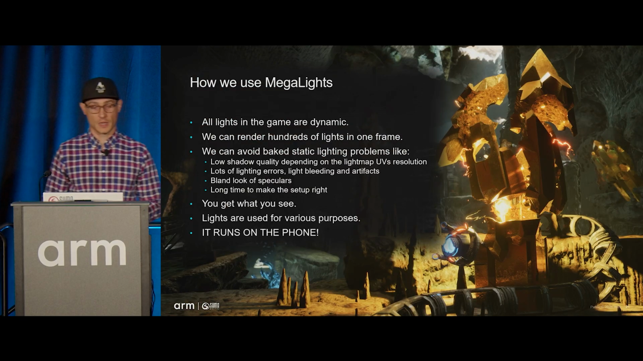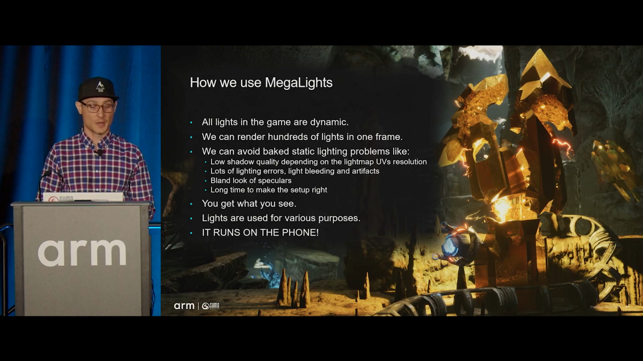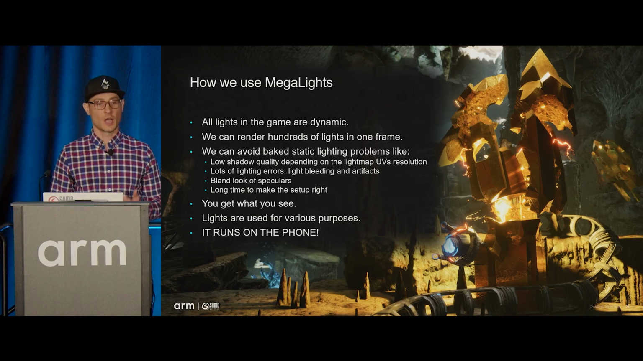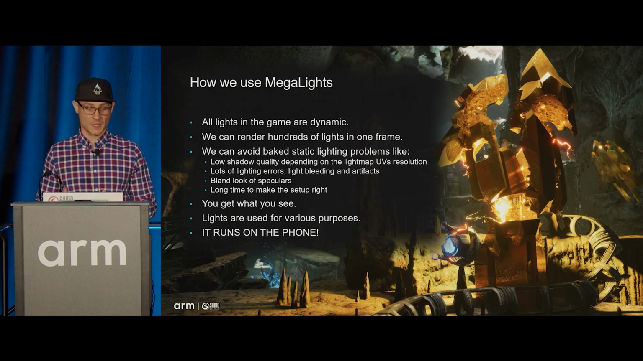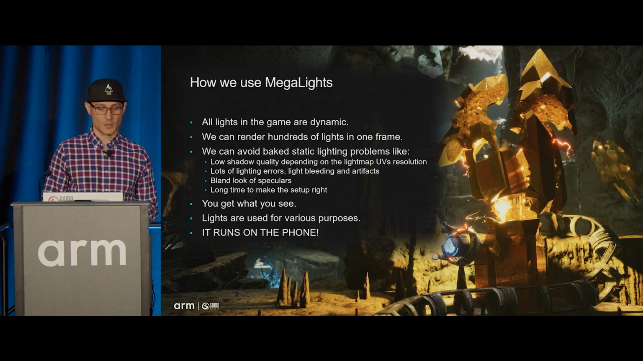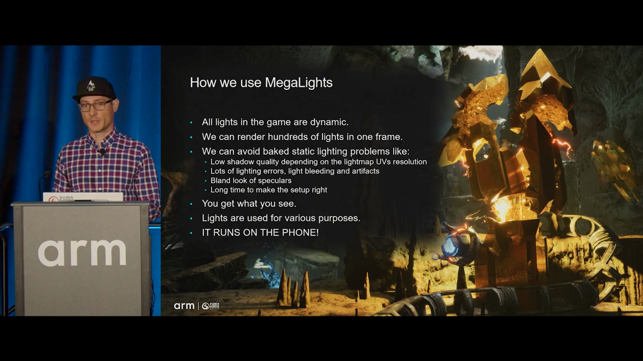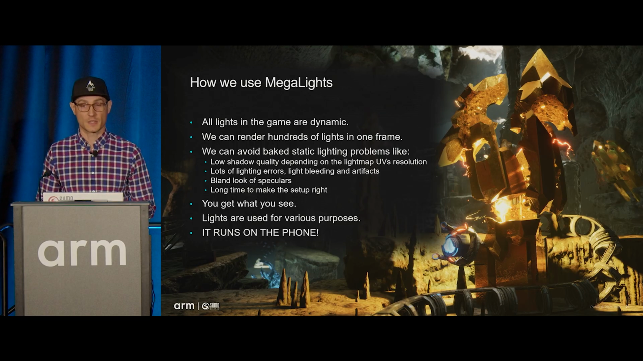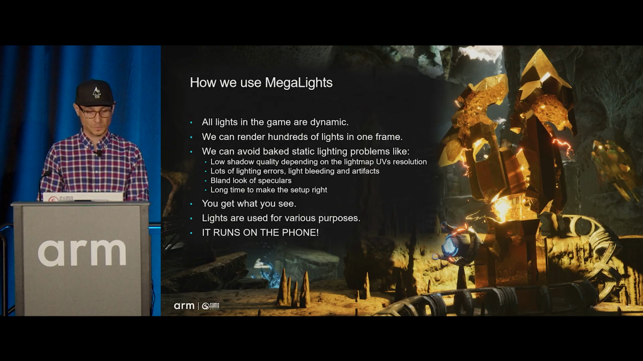So how do we use MegaLights in Project Bus? As I said, with MegaLights all lights in the project are dynamic, and we can really render hundreds of lights in one frame. We can also avoid the mobile industry standard of baked static lighting with all its problems, like low shadow quality depending on the light map UV resolution, lots of lighting errors, light bleeding and artifacts, and especially very long waiting times for baking with very unexpected results.